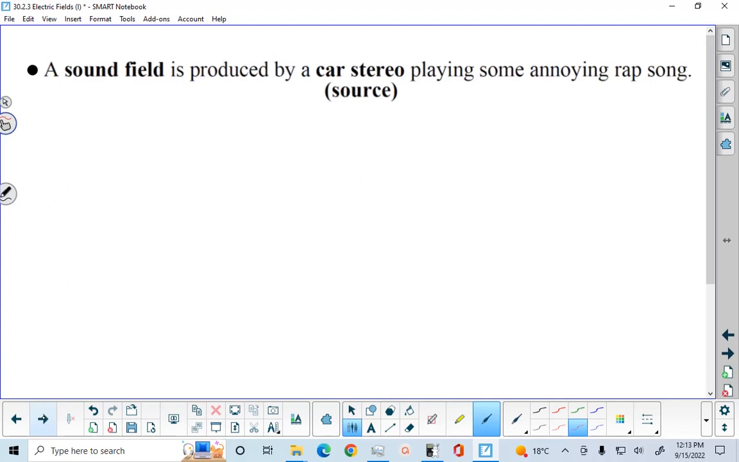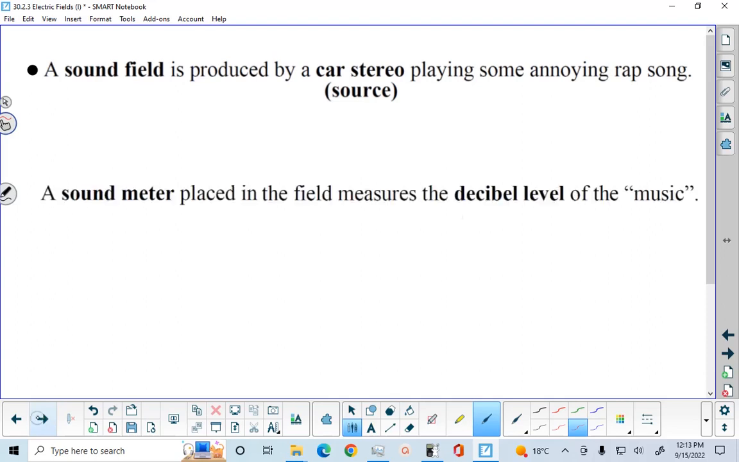Well, that car stereo is the source. And if I want to measure the actual level, I could do it subjectively by just using my ears, but I'm deaf in one ear anyway, so that's not really that useful. I can use what's called a sound meter. Many of you have heard of decibels. Decibels are measurements of loudness. The sound meter is the test object, and the number of decibels is the influence. It's the evidence of the sound field.